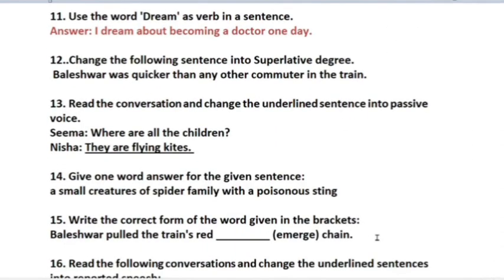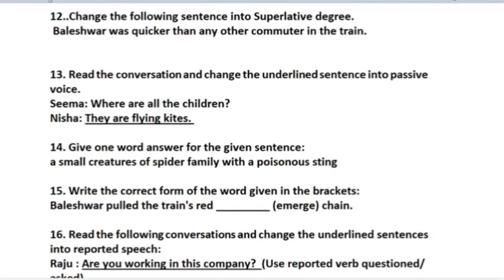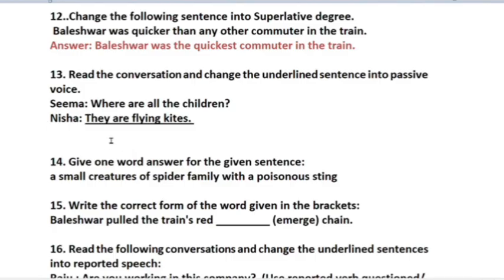12th one. Change the following sentences in superlative degree. Baleshwar was quicker than any other commuter in the train. Answer, Baleshwar was the quickest commuter in the train. 13th one. Read the conversation and change the underlined sentence into passive voice. Seema: Where are all the children? Nisha: They are flying kites. Answer, kites are being flown by them.